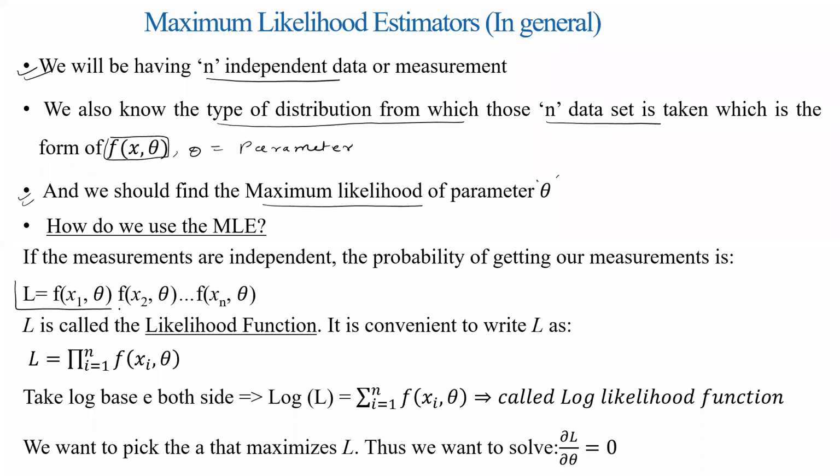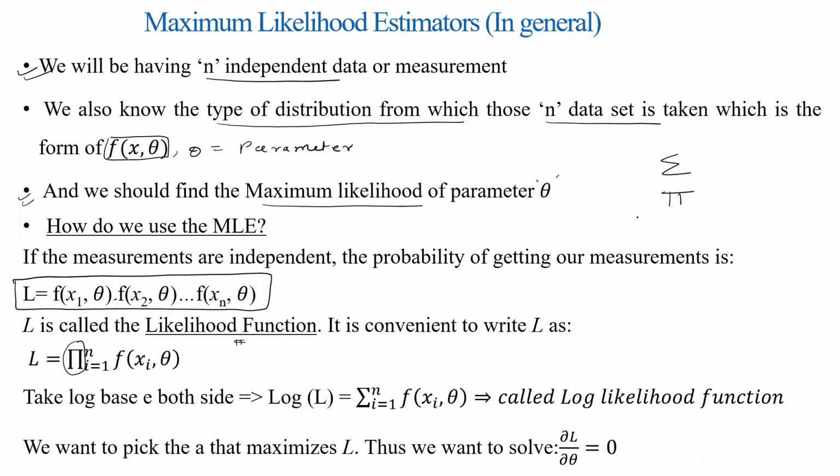L will be written in the form of the product of all these terms. The only difference here is that we have a product because it is independent data. So whenever you have independent probability, if it is an independent event, we were writing probability of A dot probability of B. So whenever it is independent data, we always take the multiplication. So L is called the likelihood function. This notation I have introduced new here. This represents the product. Summation represents the sum.